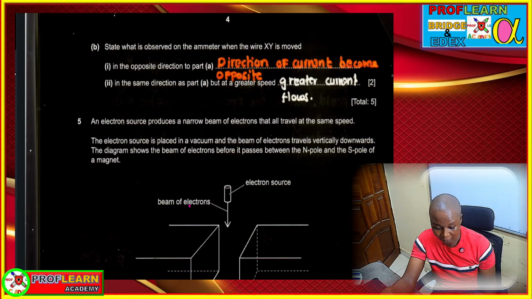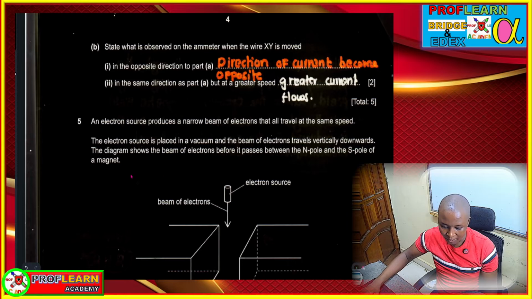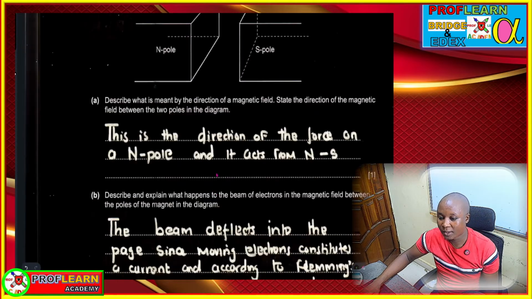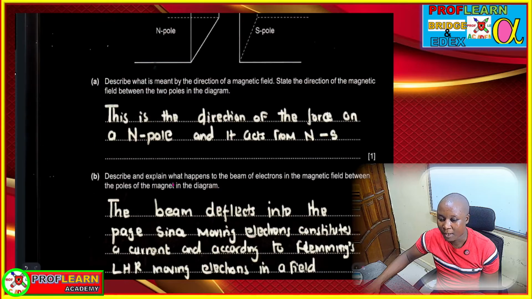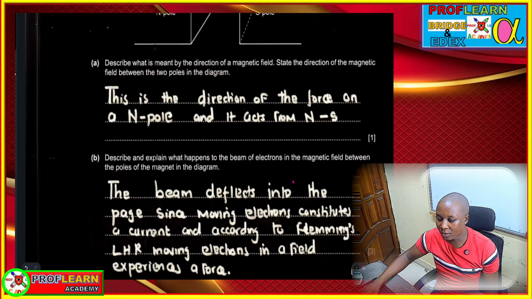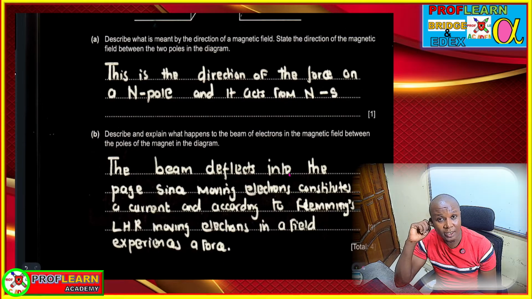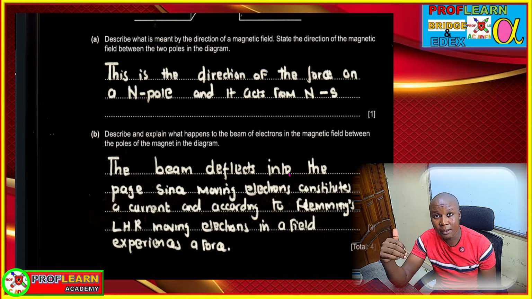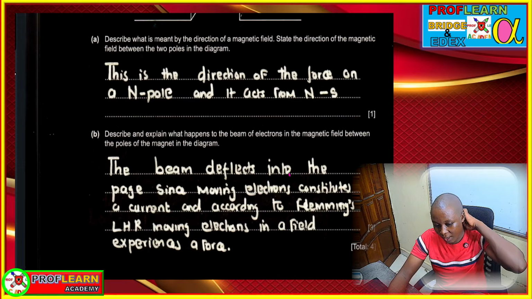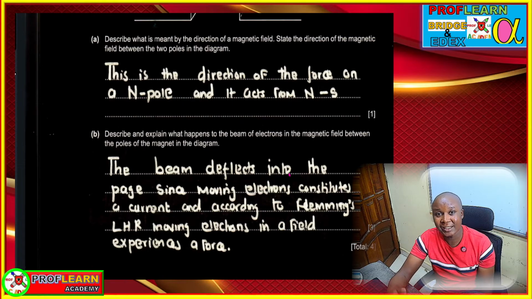Question 5, describe what is meant by the direction of magnetic field. This is the direction of the force that acts on the North Pole, and it acts from the north to the south. That is for part A. Describe and explain what happens with the beam of electrons. So you see, electrons behave like a flow of current, because current is due to the flow of electrons. So if we have a beam of electrons, it is the same as the flow of what? Current.